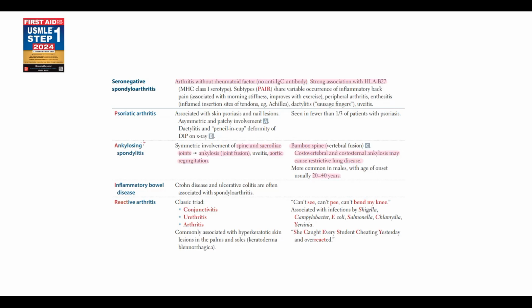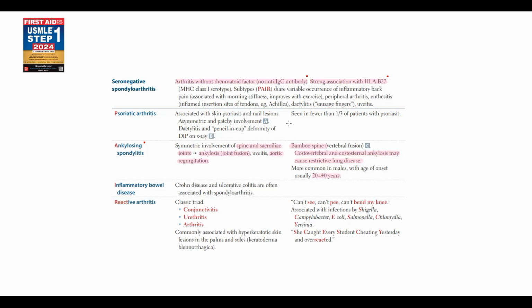Ankylosing spondylitis belongs to a group of disorders called seronegative spondyloarthritis, or we call them spondyloarthropathies. Spondyloarthritis is a group of disorders which have common clinical symptoms and genetic features. And the two signature features of spondyloarthropathies are absence of rheumatoid factor and strong association with the HLA-B27 allele.